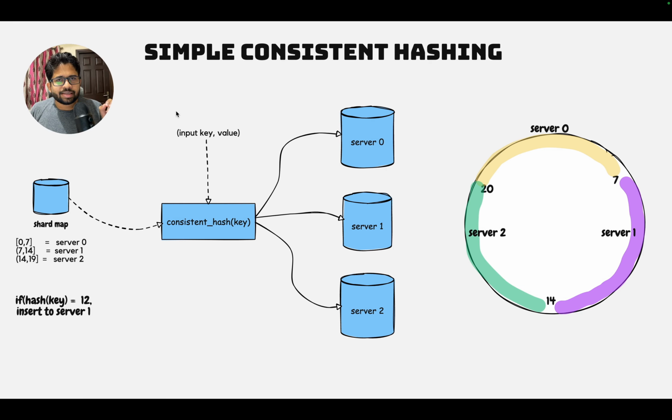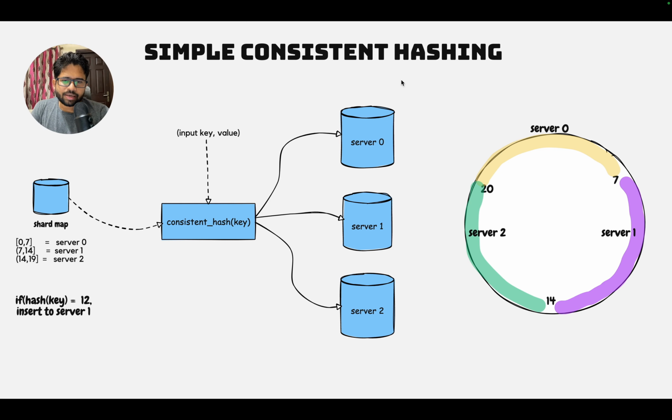That is, it is nothing but a range based mapping. So you have a mapping of the ranges: if the hash is between 0 to 7, then you map to server 0. If you have a hash between 7 to 14, then you map to server 1. And if you have a hash between 14 to 19, then you map to server 2.